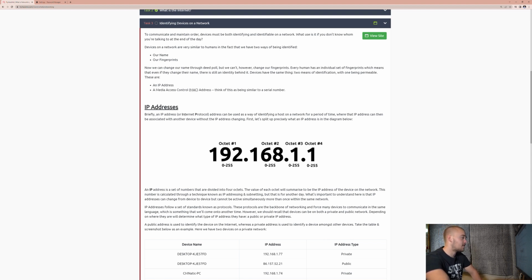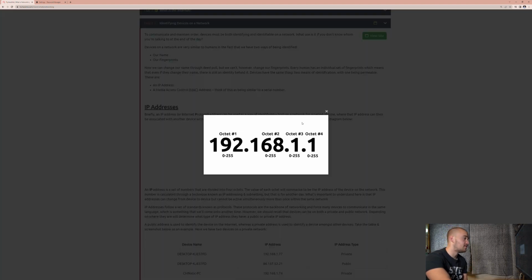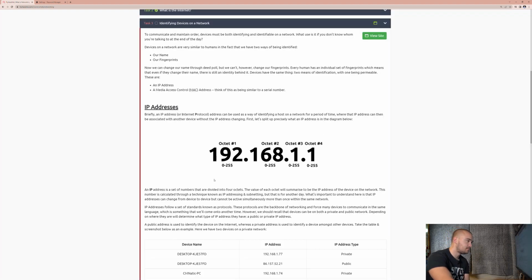Briefly, an IP address, or Internet Protocol address, can be used as a way of identifying a host on a network for a period of time, where that IP address can then be associated with another device without the IP address changing it first. And here's an example of an IP address. This is a very common private IP address that you'll see in your home network. If you were to look at the computer you're using right now, you very likely would have an address similar to at least the first two digits here, possibly the third.